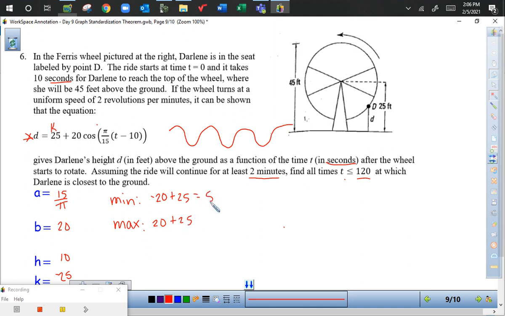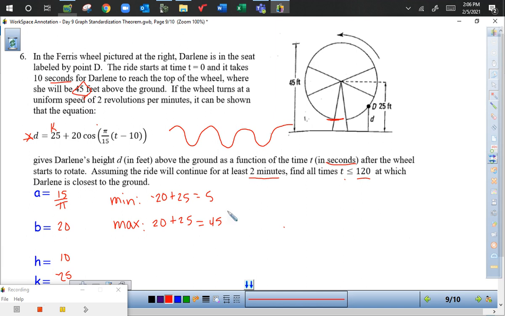So the minimum is 5, and the maximum is 45. Okay, they told us the 45 feet above the ground, so that's nice, it checks out. But now we know that the lowest part of the wheel is 5 feet off the ground, so she's not scraping across the bottom. Now, we're going to do one other thing here, and in general this is helpful.